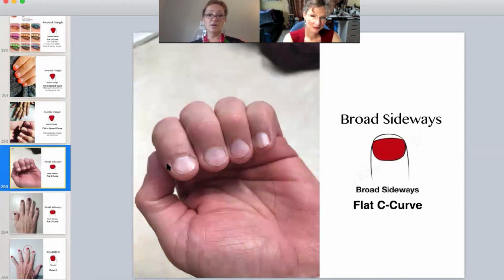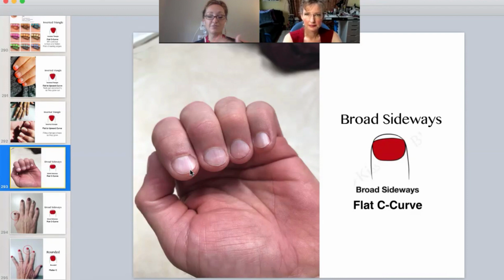Broad sideways, our lovely Corey. Oh, husband. This is Corey. His pointer finger is a good example of a broad sideways. It's very, very flat, almost no curvature. You can see a little on his pinky, and it's okay. We'll all have slightly different fingers from finger to finger on the same hand, different hand, all that stuff. Where Corey's are thicker, he doesn't suffer from the peeling quite as much. If you have thinner nails and it's a broad sideways with a flat C curve, you're more prone to it.